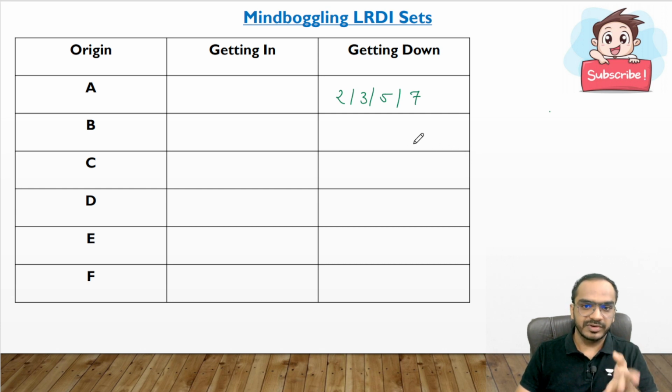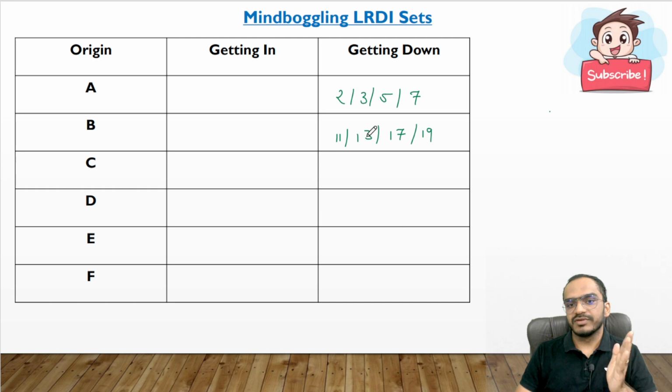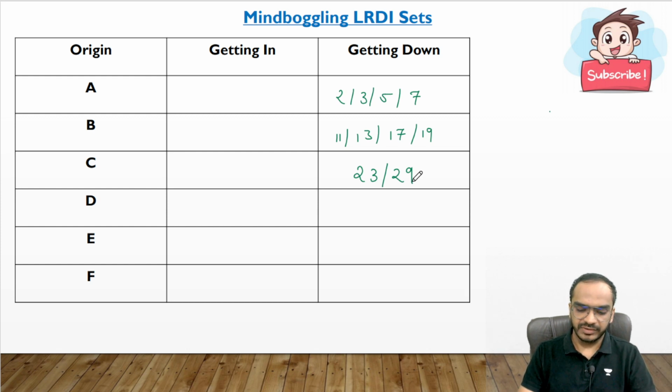Then prime numbers between 10 to 20. It can be 11, 13, 17, or 19. Then 20 to 30, that means we can have 23 or we can have 29. Are we clear with this? Tell me yes or no. Clarity in the mind? So these are the prime numbers possible.